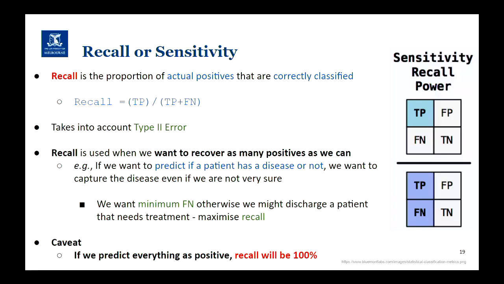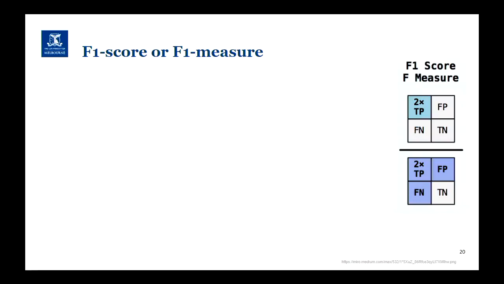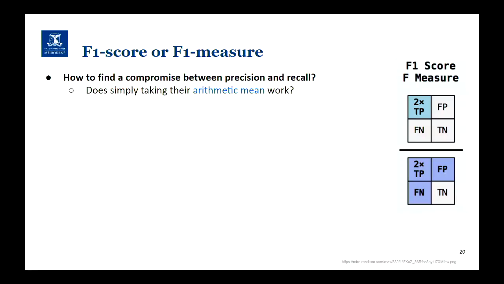Usually what we do is balance out precision and recall. They usually go together, and for that we have something called the F1 score. How do we balance them? How do we guarantee that they are compatible? One way to find a compromise between precision and recall would be simply averaging them, the arithmetic mean: precision plus recall divided by 2.